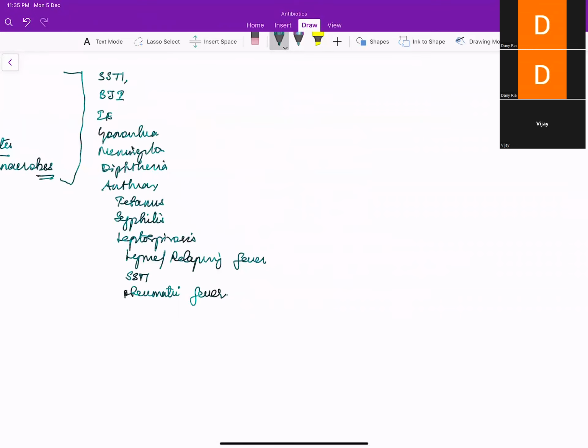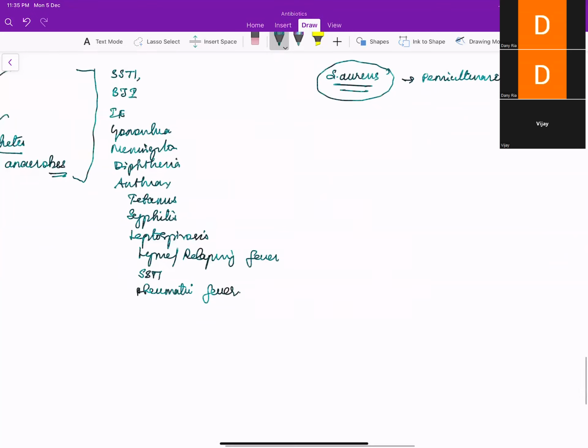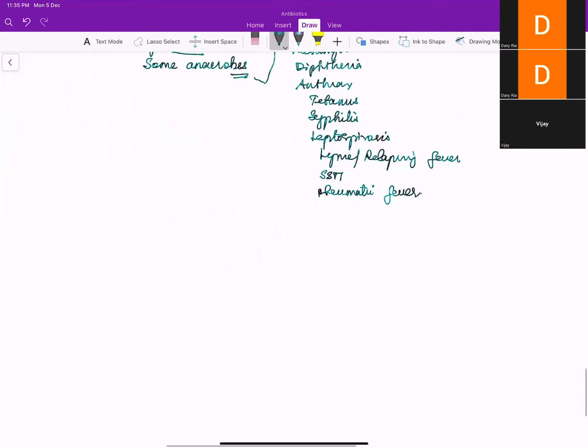Now there's one small problem with the basic penicillin. I told you about the resistance in Staph aureus. Basic penicillin is highly resistant because of penicillinase producing organisms. So to overcome this penicillinase production, what came next? Methicillin. The methicillin group is methicillin, oxacillin, cloxacillin, dicloxacillin.